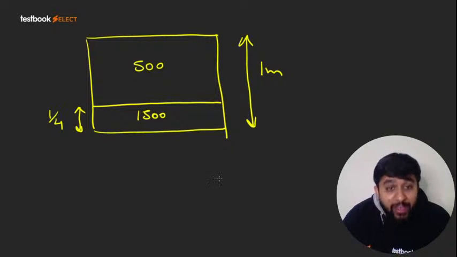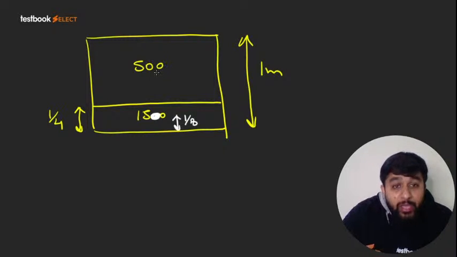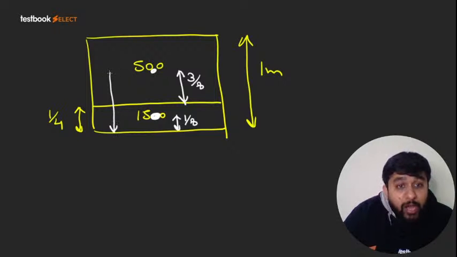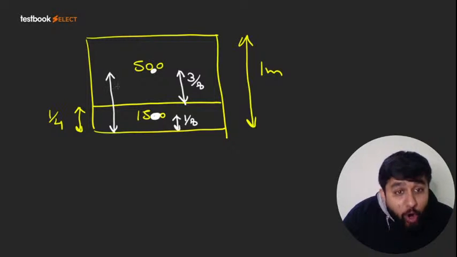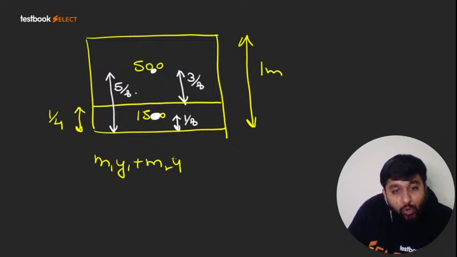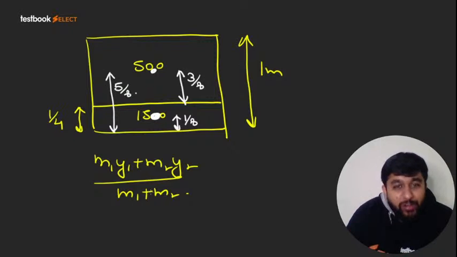Now check. If I consider the lower part, the center of gravity will lie in the middle, that is 1/4 from the bottom, so 1/8 meters. If I consider the upper part, the center of gravity will lie in the middle, that is half of 3/4, so 3/8 meters. And from the base, this will become 3/8 plus 1/4, that is 5/8 meters. Now what I will do? I will apply the rule (M1y1 + M2y2) / (M1 + M2). This will give me the center of mass or center of gravity of the body.